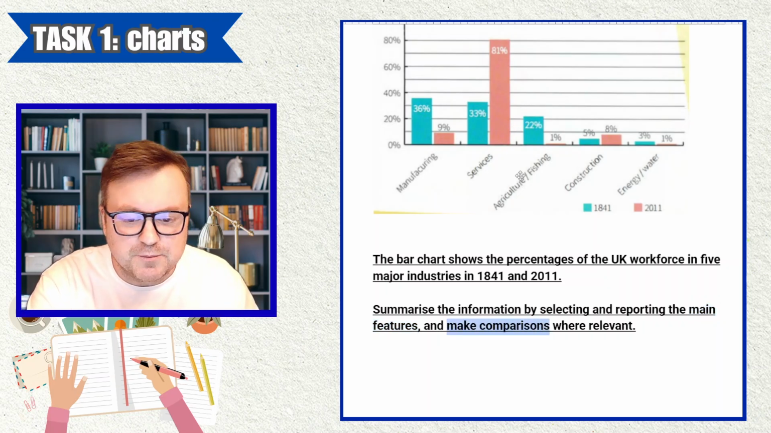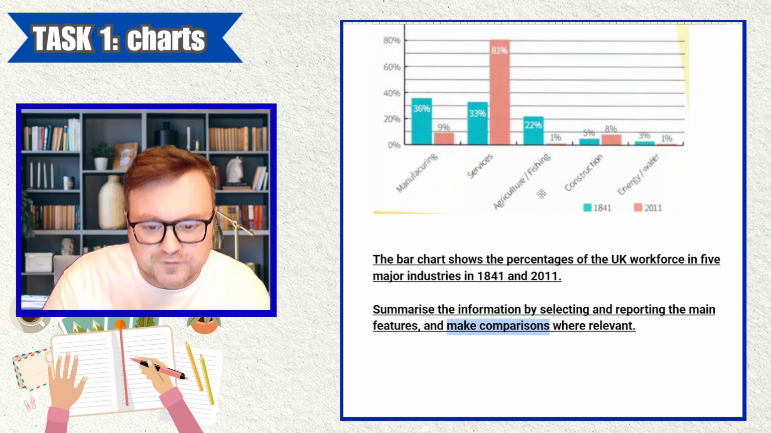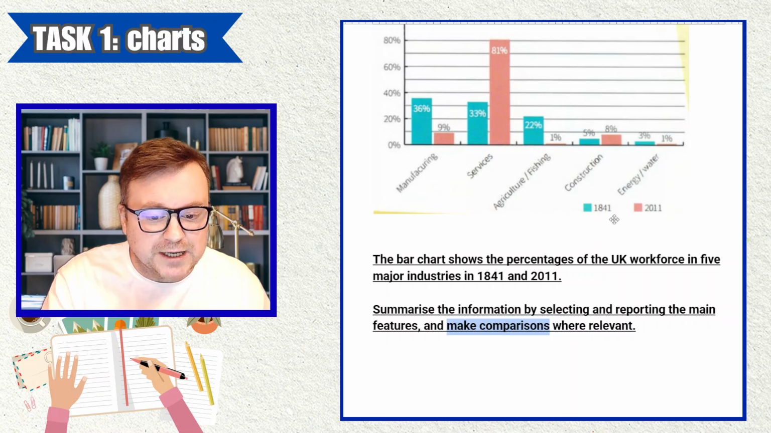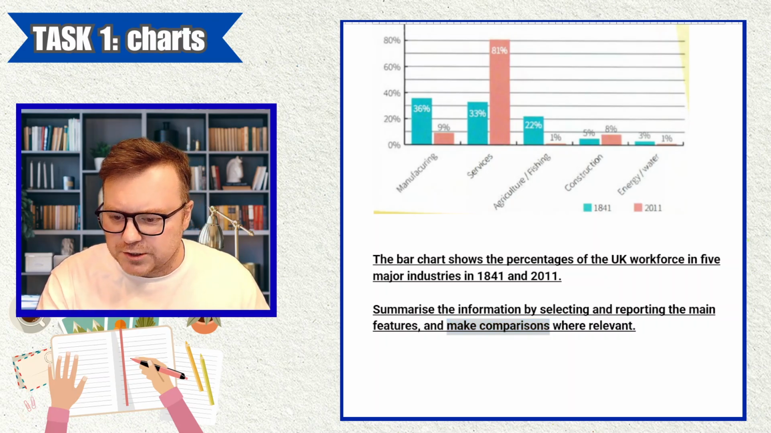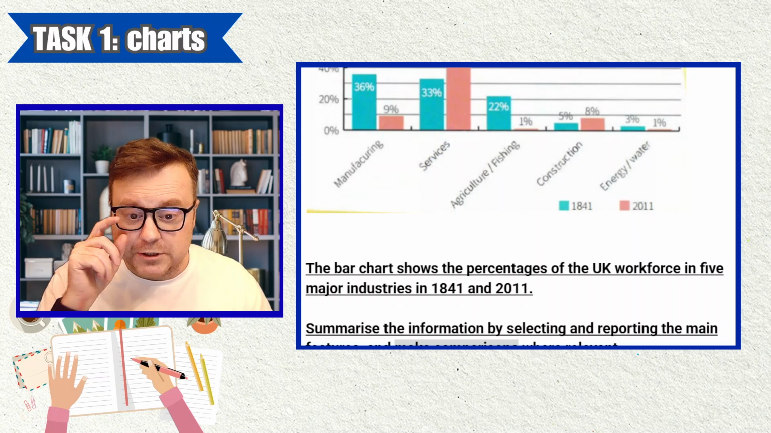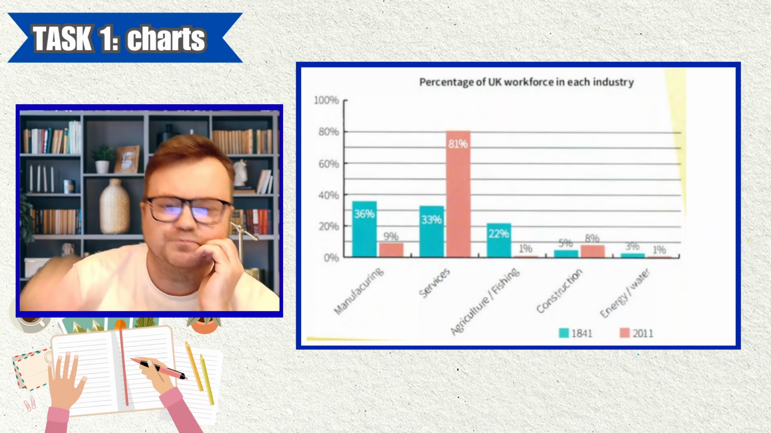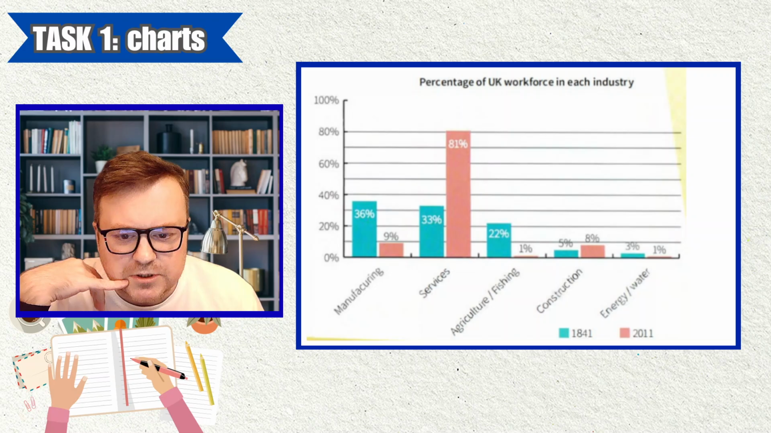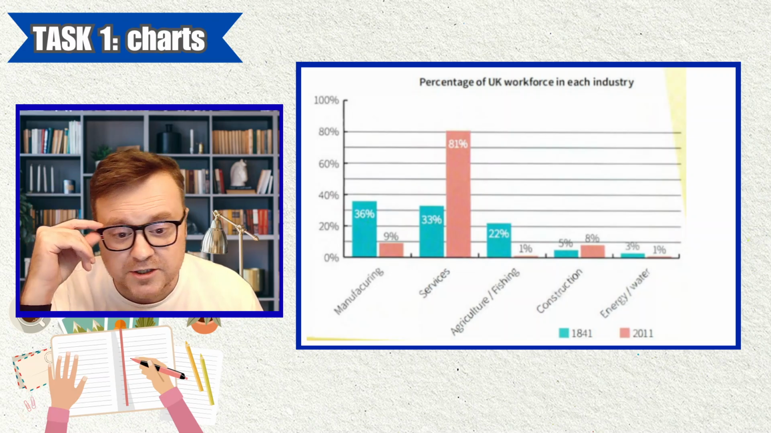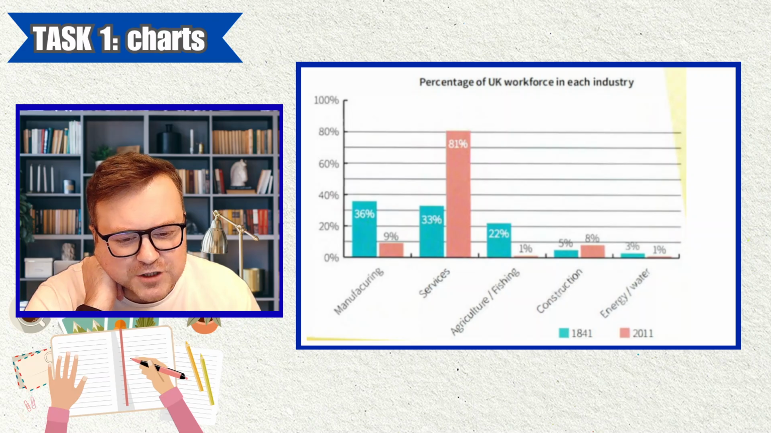Is it relevant to make comparisons here? Yes, we can make comparisons between the different industries, manufacturing, services, agriculture, and so on. We can also make comparisons between the years 1841 and 2011. But let's take a look at this picture in just a little bit more detail. That should be visible now, right? Yeah. All right. So on the left here, going up on this axis, we see the percentage, 0 to 100%, nothing surprising there. We get 5 industries: manufacturing, services, agriculture and fishing, construction, and energy and water.